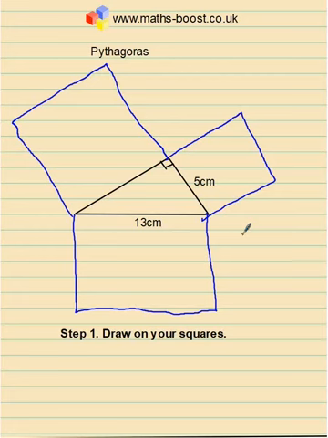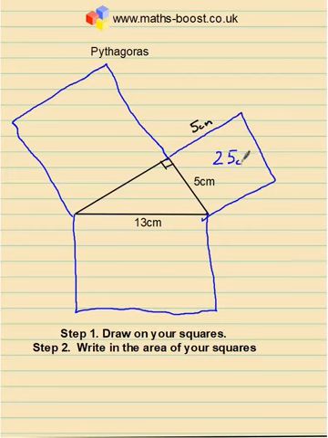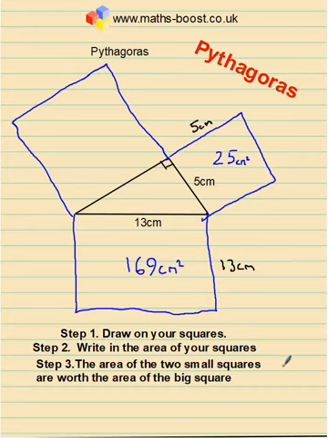Step 2 is to write in the area of our squares. Well, this square, one side is 5, so all sides are 5. And so we know the area is 5 times 5 to give us 25 centimetres squared. In this square, one side is 13, so all sides are 13. And so the area is 13 times 13 to give us 169 centimetres squared. And step 3 is Pythagoras. Remember what he said. The area of the two small squares add to give us the area of the big square.